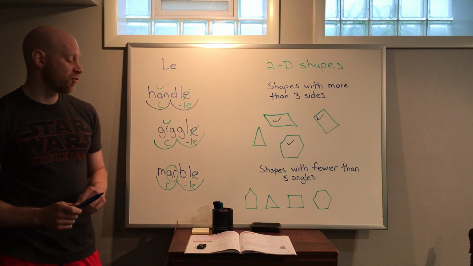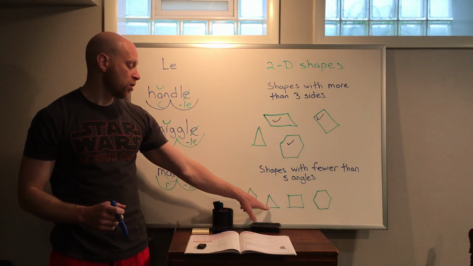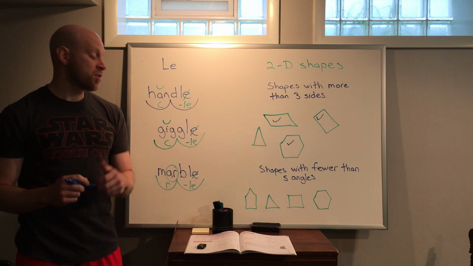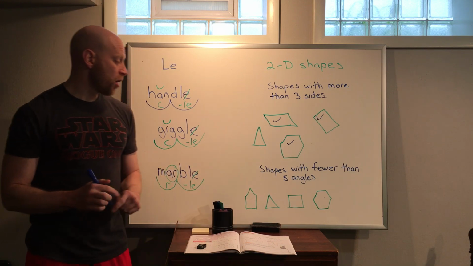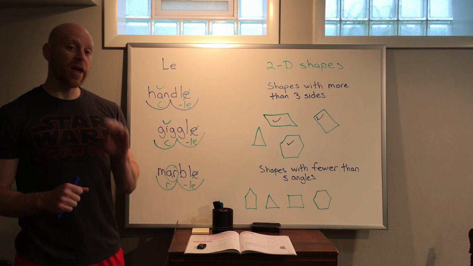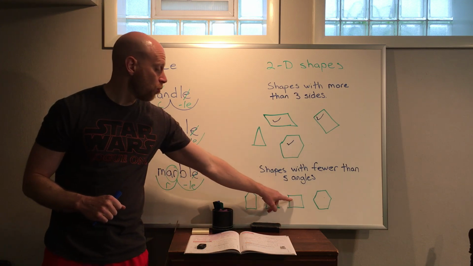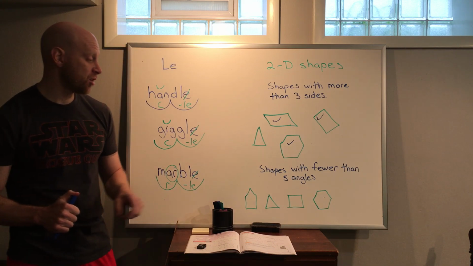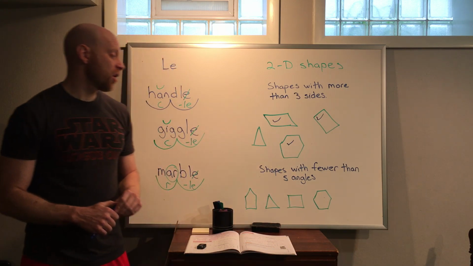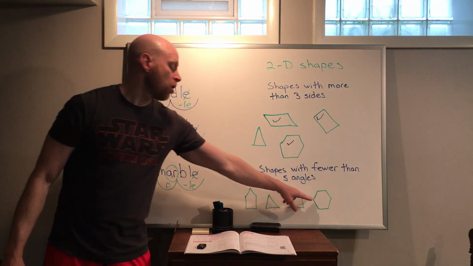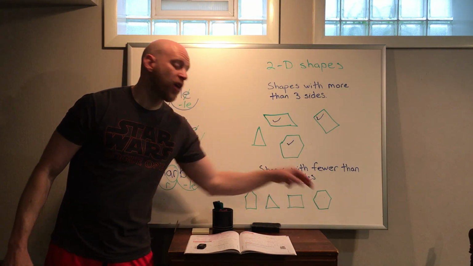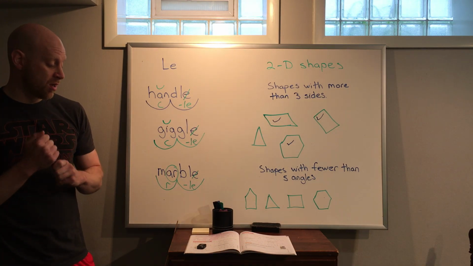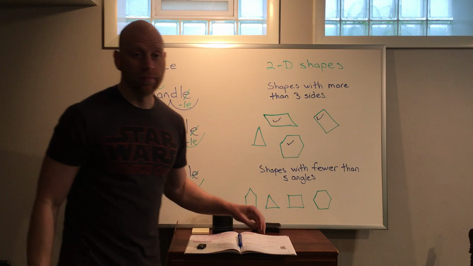Shapes with fewer than 5 angles. A triangle has 1, 2, 3, 3 angles. So yeah, that meets it. Our quadrilateral has 4 angles. 1, 2, 3, 4. So yep, that has fewer. That meets it. And over here, our hexagon, it has 1, 2, 3, 4, 5, 6, 6 angles, so it does not meet our rule.